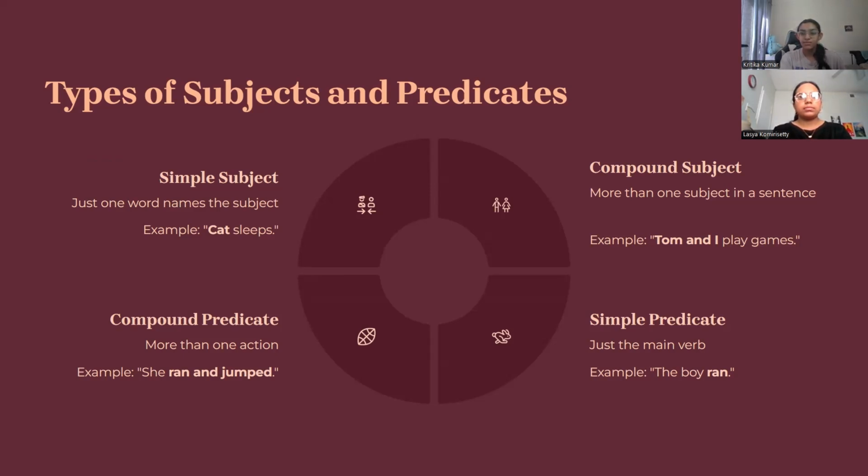And then we have compound subject, where more than one subject is in a sentence. Like we talked about earlier, Tom and I play games. Then we have simple predicate, which is just the main verb. The boy ran, so ran. Or the compound predicate, which is more than one action. She ran and jumped. We did talk about this earlier, so you could think of this as a small summary of the entire subject and predicate.